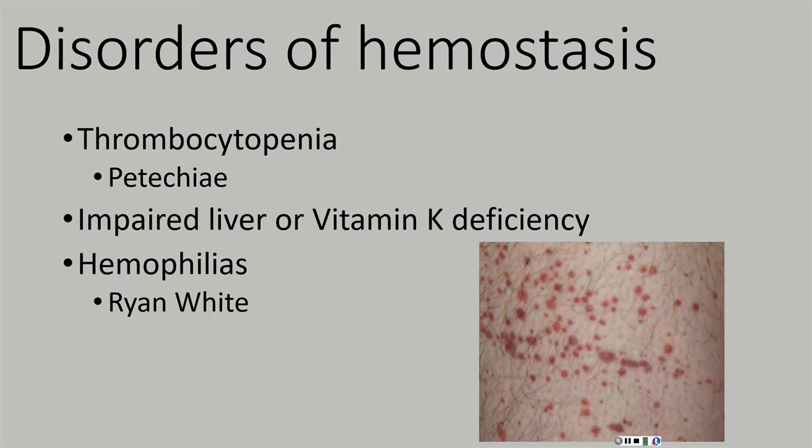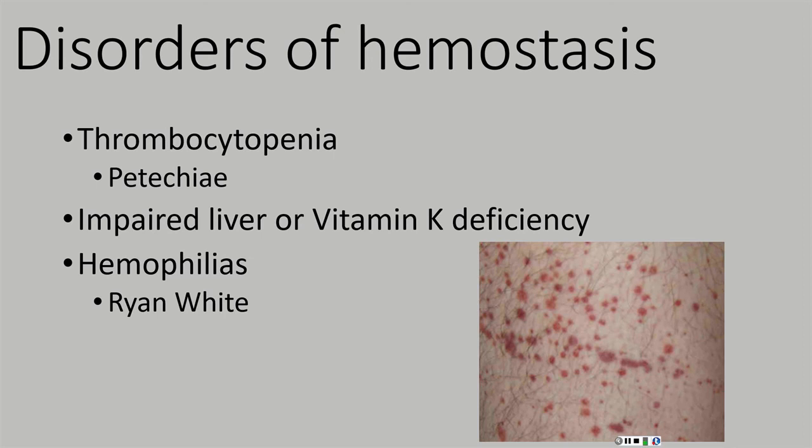Thrombocytopenia is a disorder when there are not enough platelets. And what we will see is something called petechia, and that's what we see right down here. Petechia are these small red spots on the skin, and everyone has some small red spots on their skin, so don't freak out and think that you have this just because you have some red spots.